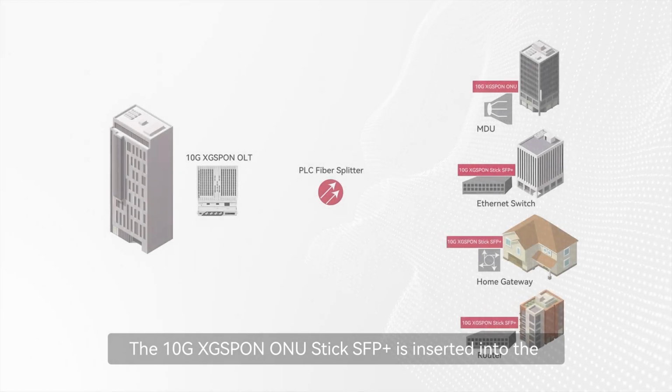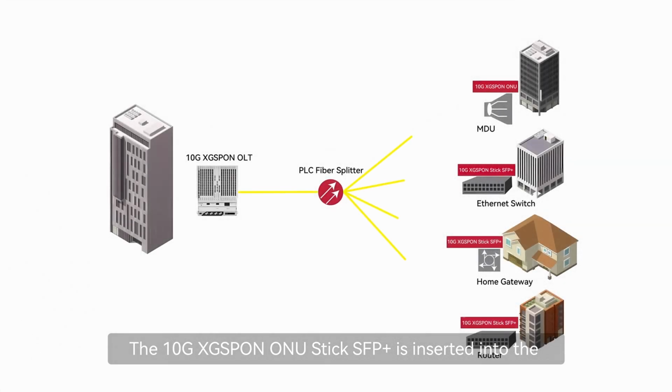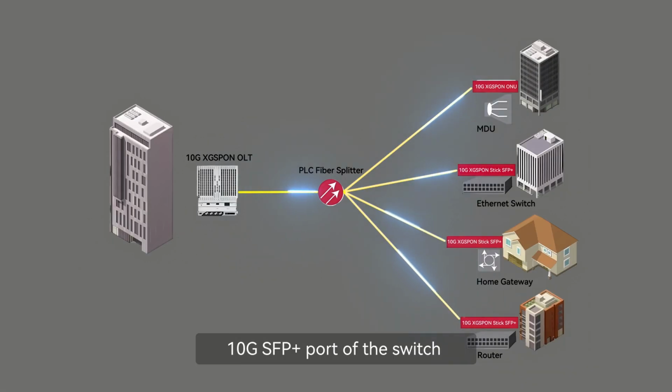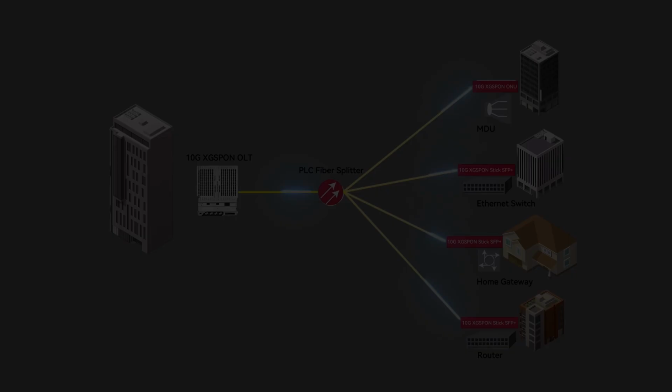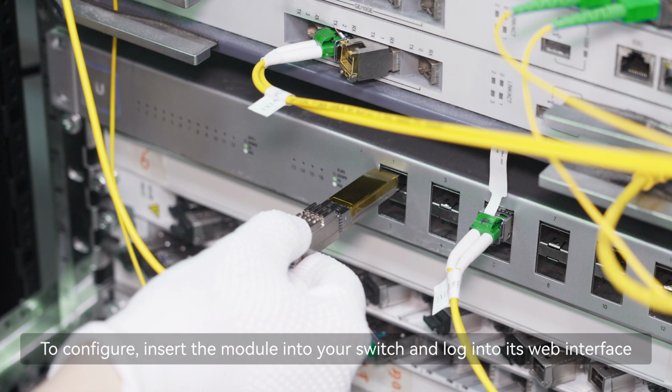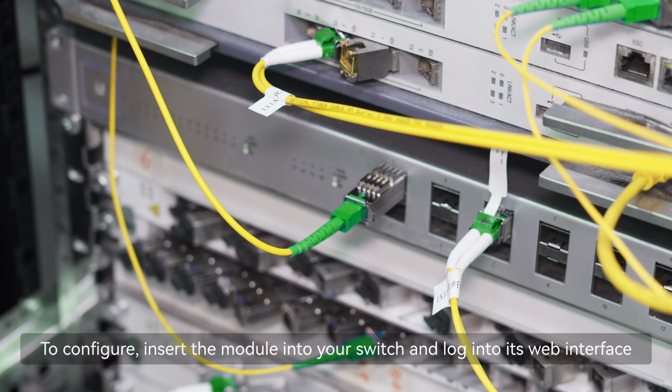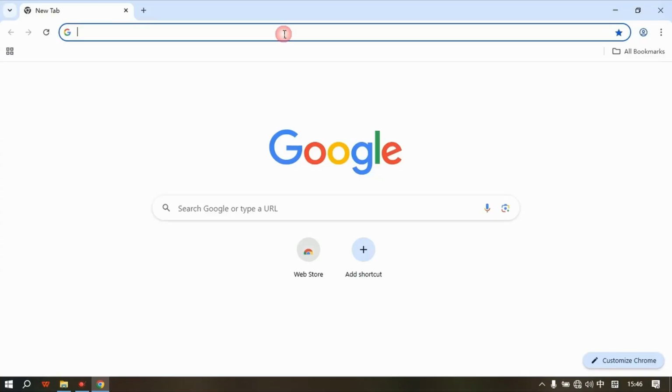The 10G XGSPON ONU Stick SFP Plus is inserted into the 10G SFP Plus port of the switch or router to communicate with the 10G XGSPON OLT. To configure, insert the module into your switch and log into its web interface.